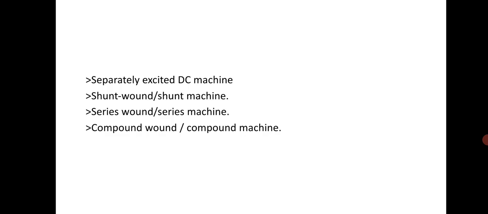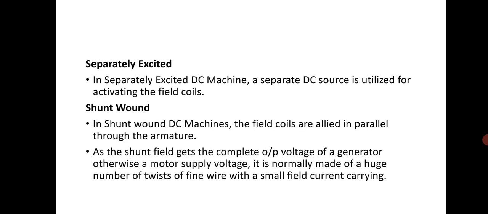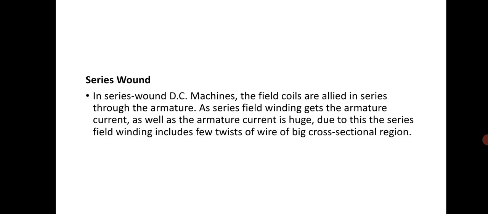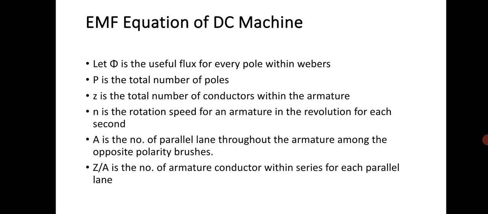Okay, next we see the EMF equation. What are the parameters used to find the EMF in a DC machine? Flux, we indicate phi as the flux for every pole. The unit is Weber. The next parameter used in this EMF equation is P. What is P? The number of poles used here.